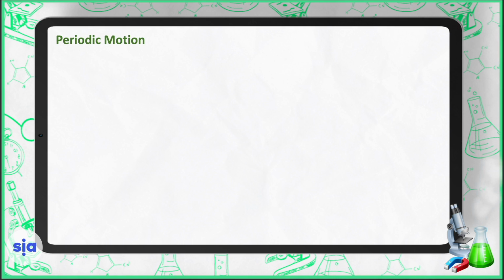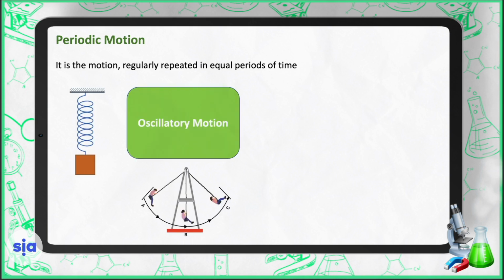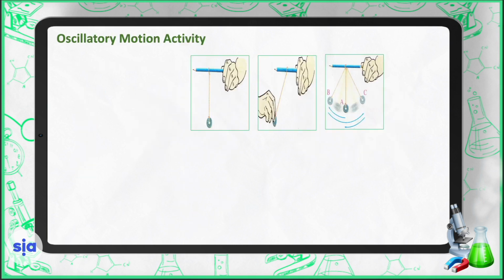What is periodic motion? It is the motion that is regularly repeated in equal periods of time. Periodic motion could be oscillatory motion or wave motion. Today we are going to discuss oscillatory motion.